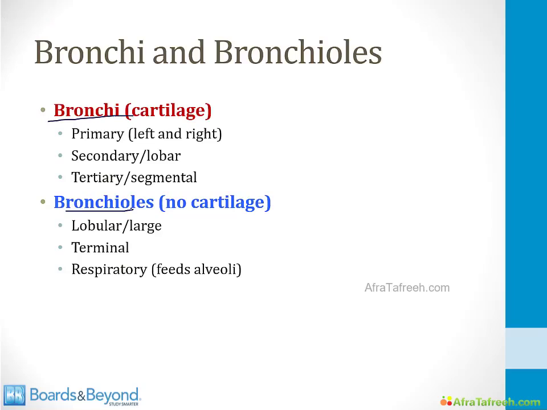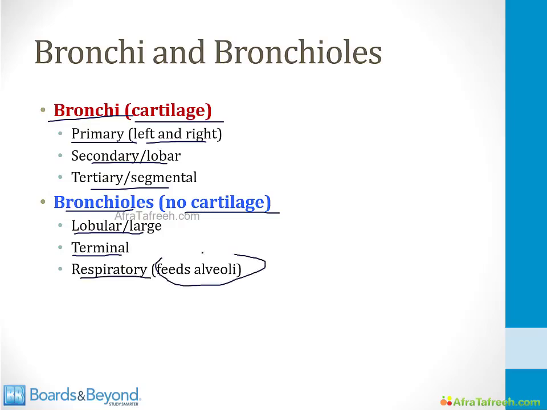So the conducting portions of the lower respiratory tract are made up of bronchi and bronchioles, and the difference between bronchi and bronchioles is the presence or absence of cartilage. Bronchi are surrounded by cartilage and the bronchioles are not. And as I told you before, the trachea branches into primary bronchi, which are also called the left and right bronchi. From there, the bronchi branch into secondary or lobar bronchi, and then tertiary or segmental bronchi, and then they go on to branch more and more until they form the bronchioles. The bronchioles also branch. They begin with lobular or large bronchioles, and they branch till they form terminal bronchioles and finally respiratory bronchioles, which feed the alveoli.